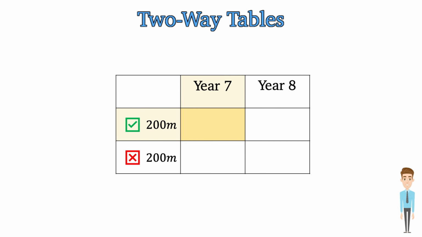This section represents the number of Year 7 students who can swim 200 meters. This piece showcases the number of Year 7 students who can't. This piece represents the number of Year 8 students who can swim 200 meters. And finally, this section showcases the number of Year 8 students who can't. No pieces of information are irrelevant or wasted.